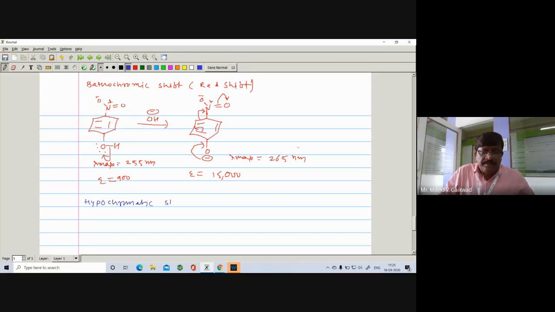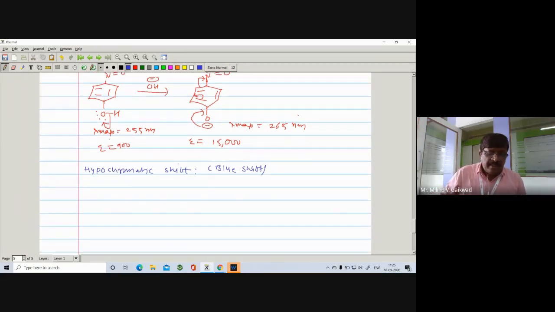Hypochromic shift is also called a blue shift, right? Blue shift. So here what happens is there is a decrease in the lambda max. For example, take aniline, right? So from here we can say that when the length of conjugation gets increased, the more the conjugation, the more is the lambda max. More the conjugation, more is the lambda max.